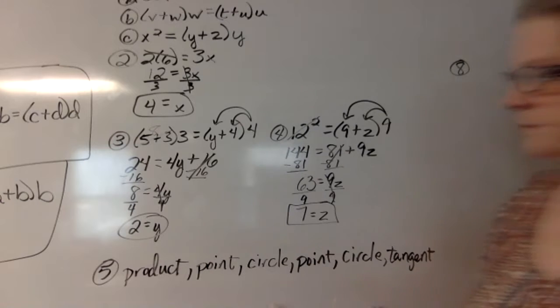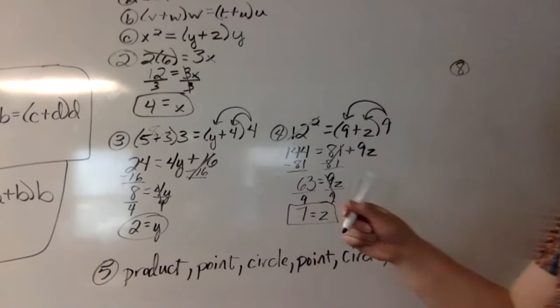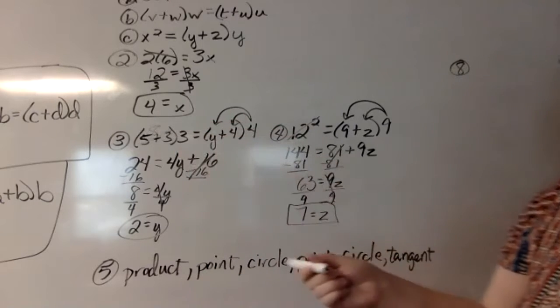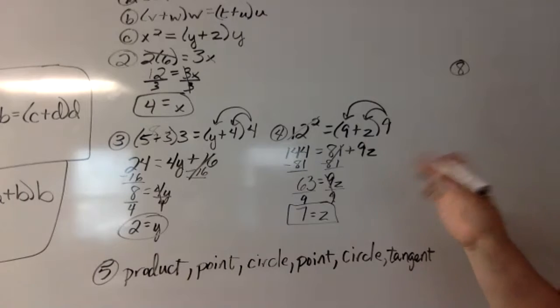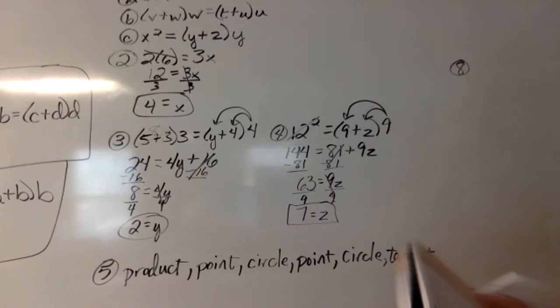Okay? The product from the point to the circle of one is equal to the product of the point and the circle of the other one. Which is what we've been doing on these. We've been figuring out what things we can multiply together on here. So everybody getting their words down for number 5?